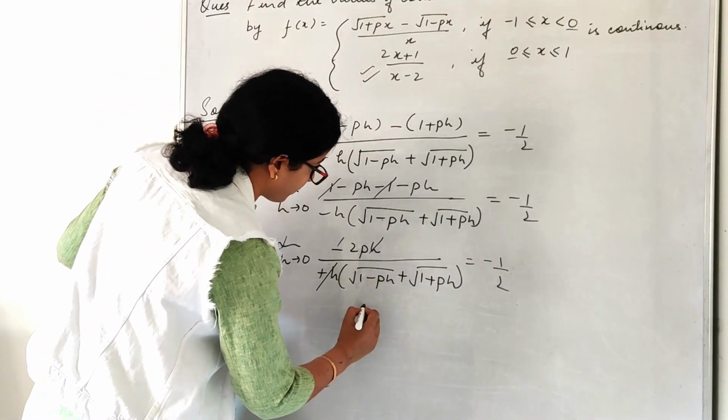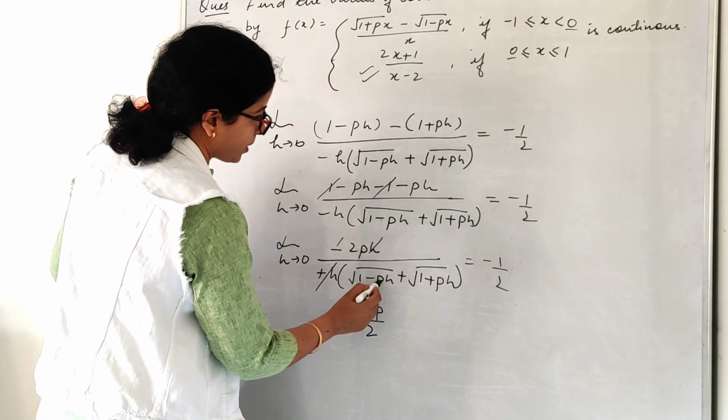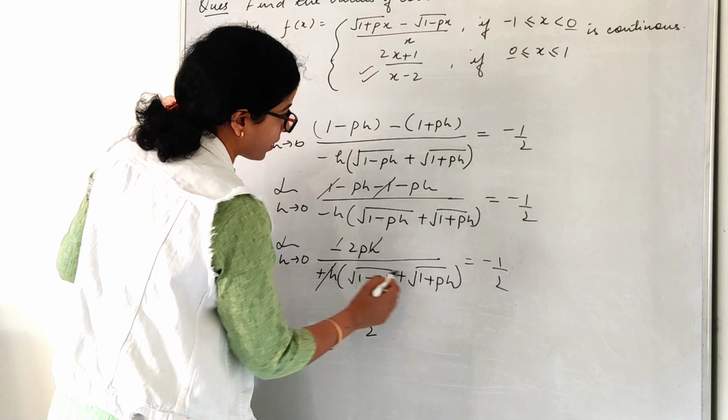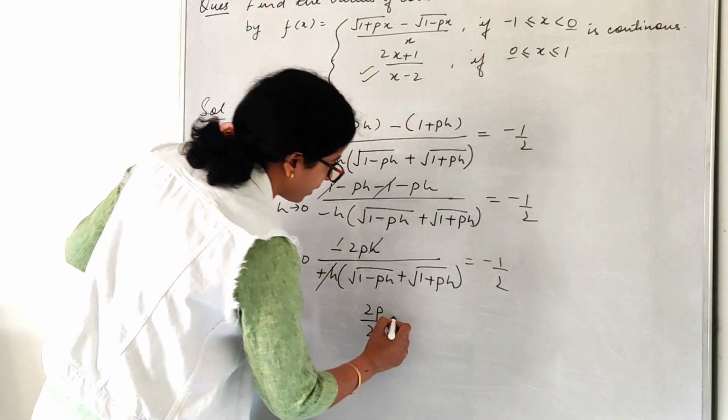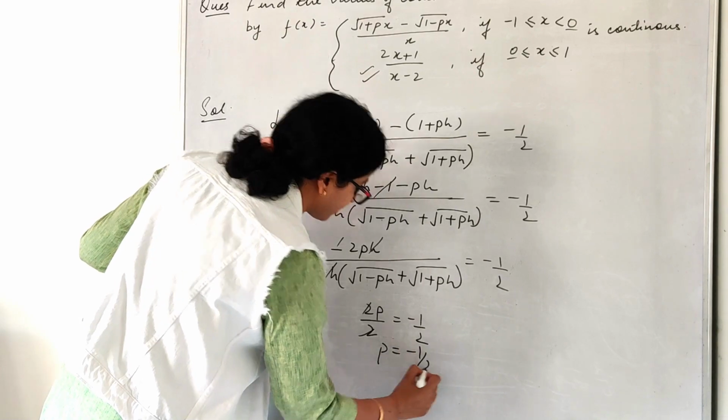So it will become 2p upon 2. This will become 0, this will become 0, but root 1 plus root 1 means 1 plus 1. So minus half. So you cancel. So the value of p is minus half.